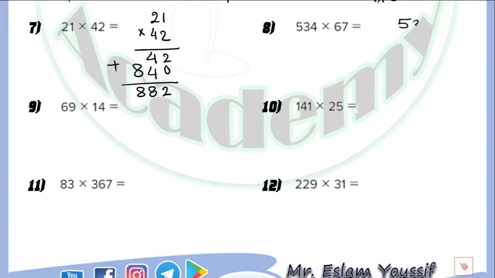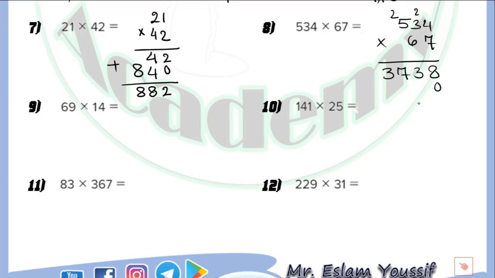In question number 8, we have 534 times 67. Just write 534 multiplied by 67. Now 7 times 4 equals 28. 8 and carry up 2. 7 times 3 equals 21, plus 2 equals 23. 7 times 5 equals 35, plus 2 equals 37.